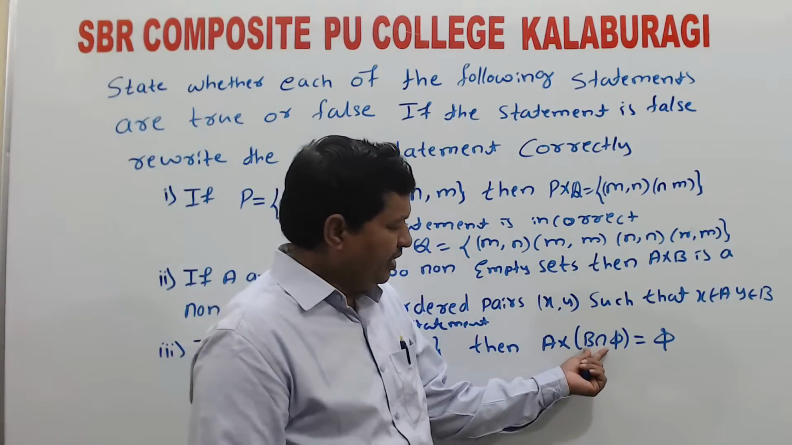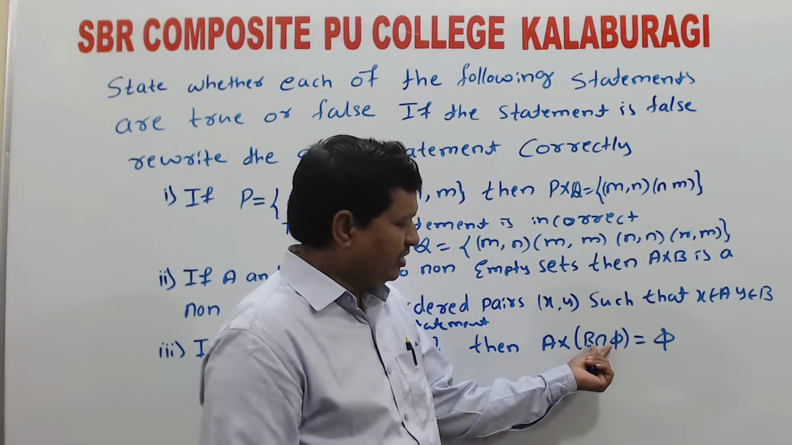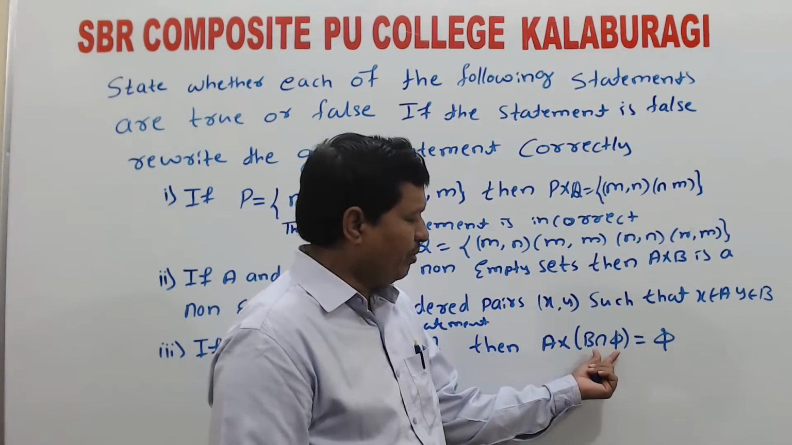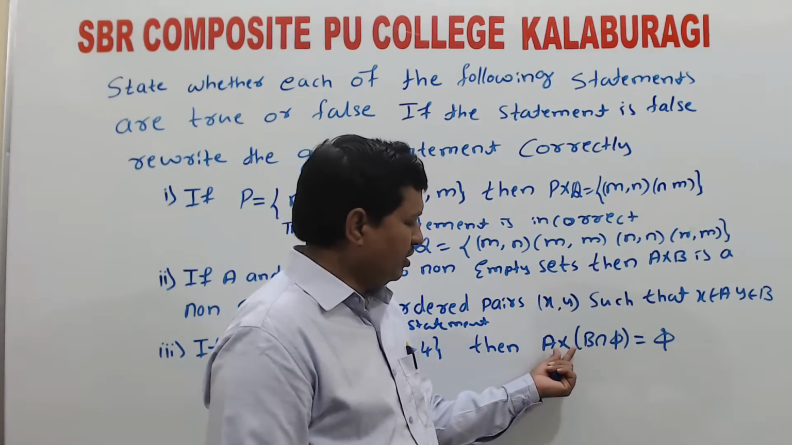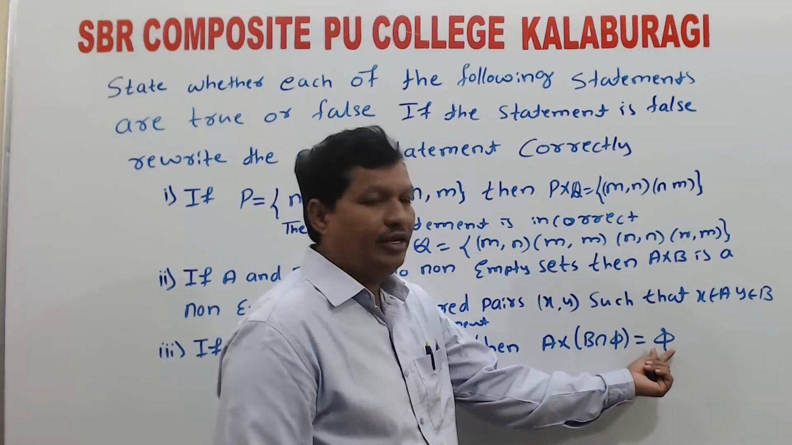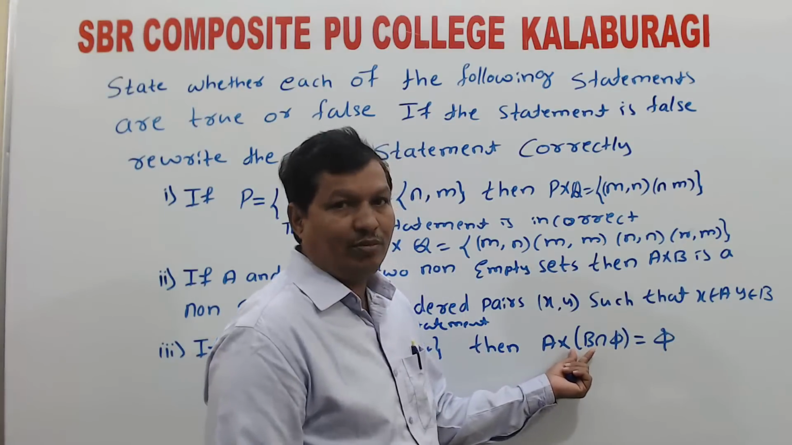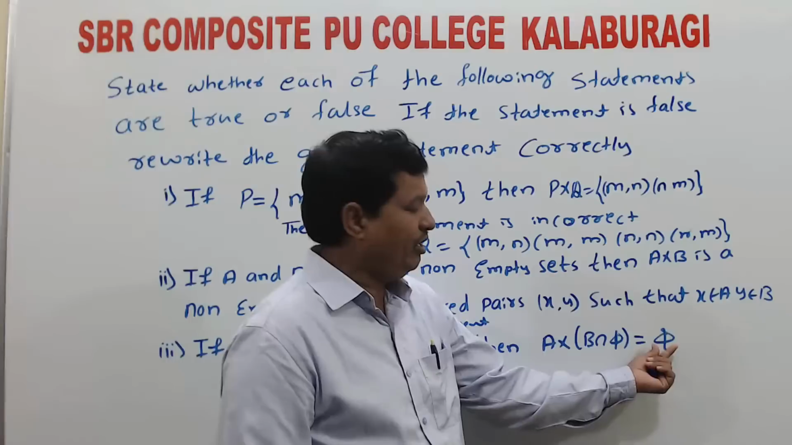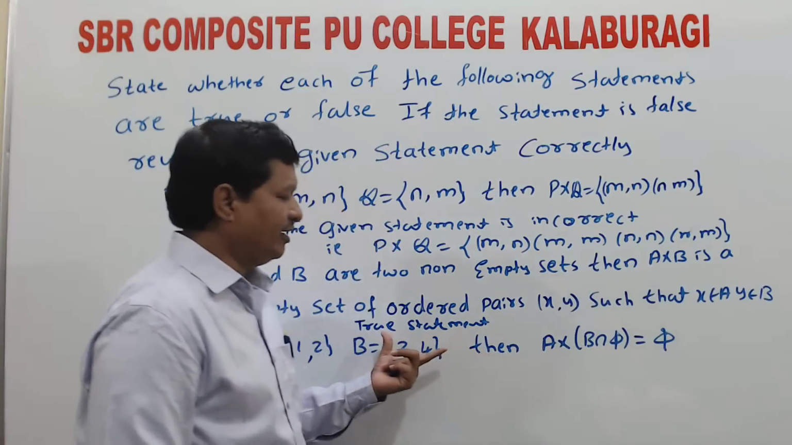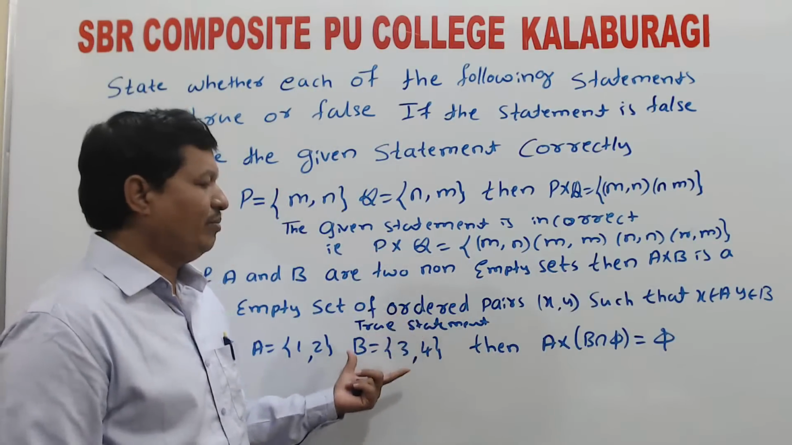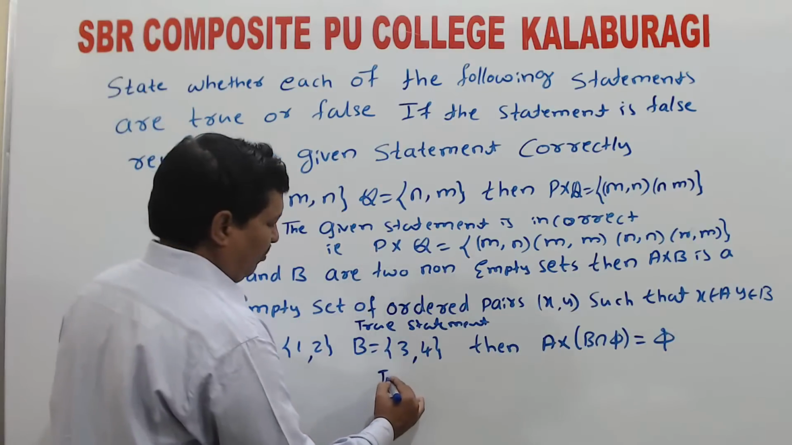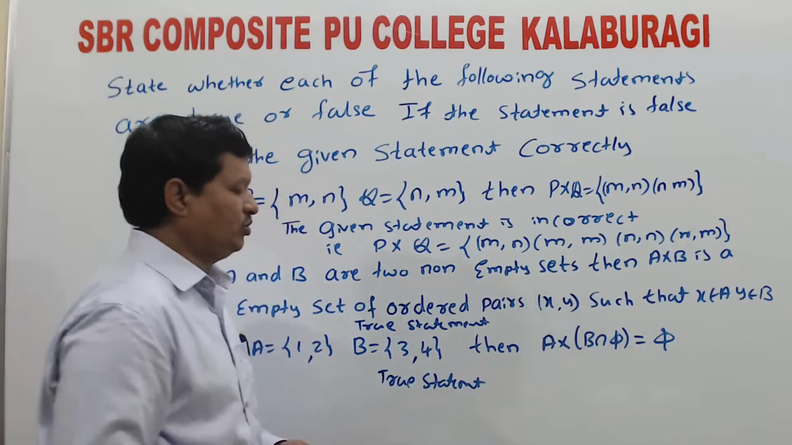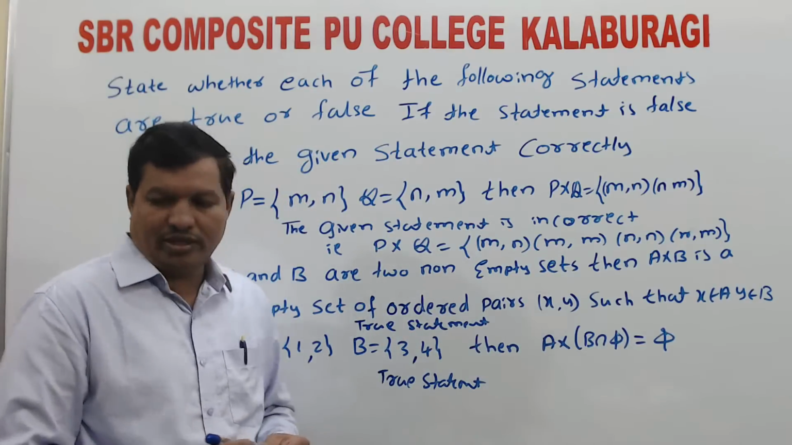See here, B intersection phi. Intersection means common elements from set B and phi. This phi is the empty set. So B intersection phi is also the empty set. A cross phi is again an empty set, because if one of the sets in the Cartesian product is the empty set, then the Cartesian product is also the empty set. We already know this remark. Therefore, the given statement is again true. So the first one is false, and the next two are correct statements. Next question.